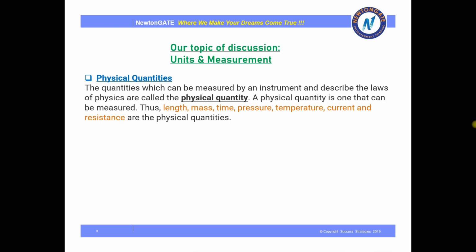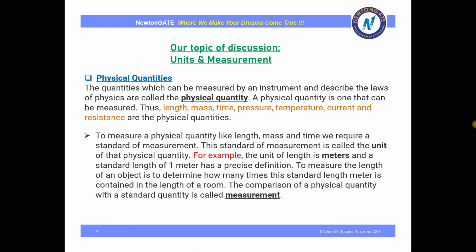The quantities which can be measured by an instrument and describe the laws of physics are called physical quantities. To measure a physical quantity like length, mass and time, we require a standard of measurement. This standard of measurement is called the unit of that physical quantity. For example, the unit of length is meters, and a standard length of 1 meter has a precise definition.